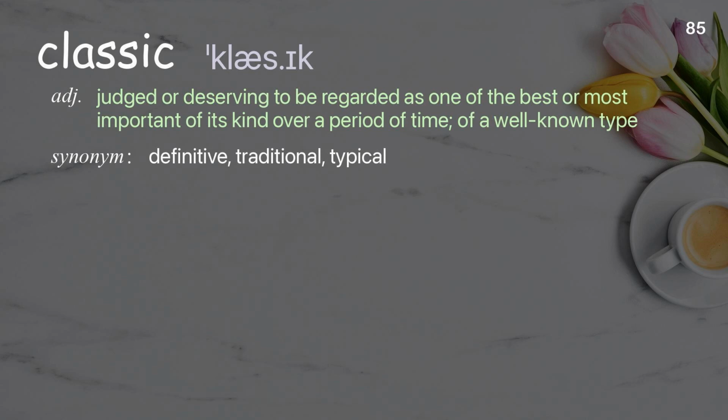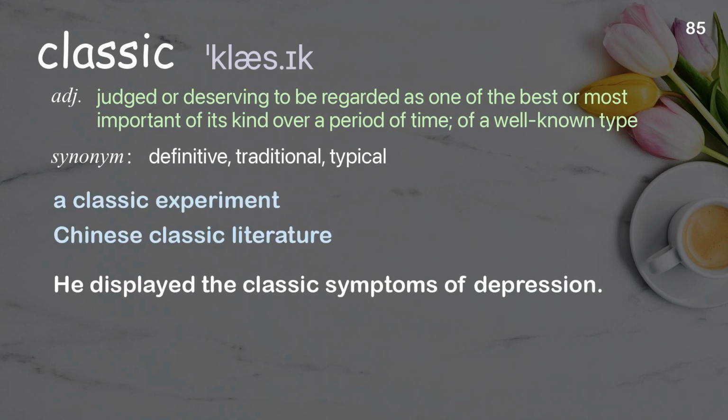Classic. Judged or deserving to be regarded as one of the best or most important of its kind over a period of time, of a well-known type. Examples: A classic experiment. Chinese classic literature. He displayed the classic symptoms of depression.